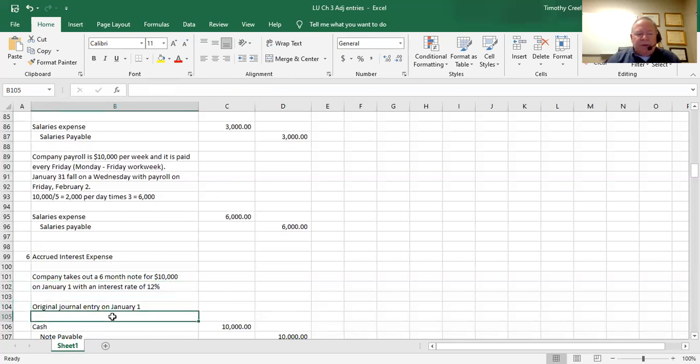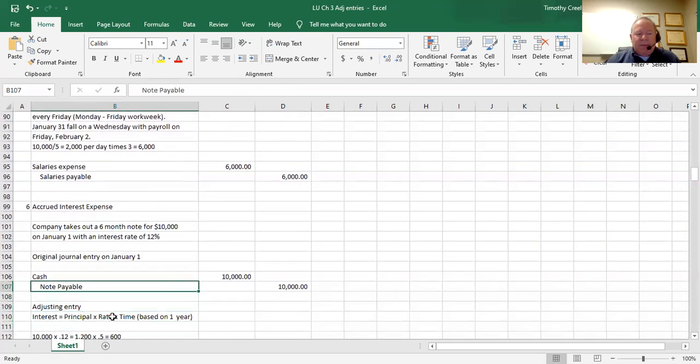Now, the original journal entry on January 1st to record the note itself would be that the company would debit cash and they would credit a note payable. They basically signed a 6-month note. The company gets some money and the company will pay it back, principal and interest, at the end of 6 months. A lot of companies do things like this.